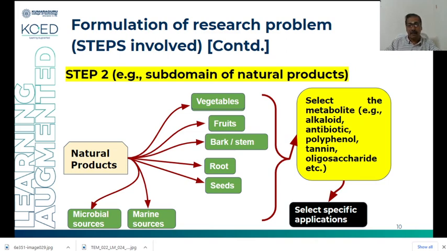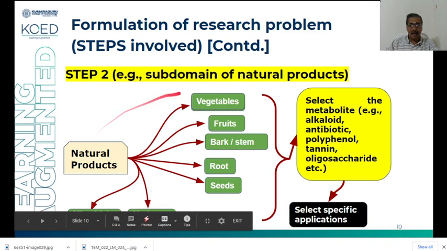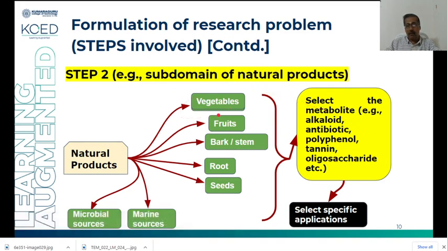You select the coastal area, southern coastal area, right? Where exactly you want to work. The coastal areas surrounding the Bay of Bengal, coastal areas surrounding the Arabian Sea, or very different coastal areas where you want to work. You fix it. You fix the marine sources. So this is the subdomain. This is area. This is sub area or subdomain. After that you select. I have selected vegetable. Okay. I have selected fruit. Whatever it may be. Then I have to select which metabolites. I want to work on alkaloid or polyphenol or tannin or oligosaccharide, or even I want to work on a protein.